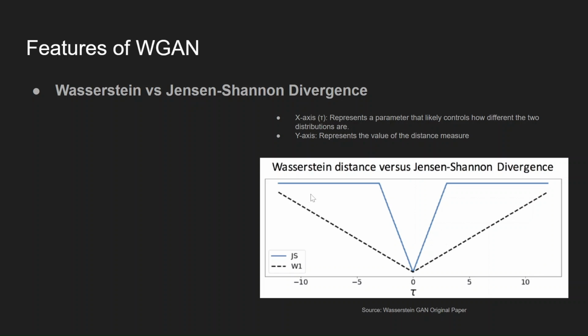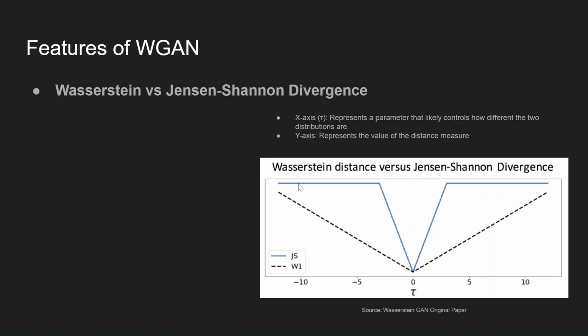So in this graph, the x-axis represents the parameter which controls how different the two distributions are. If you increase this t, the difference between the two distributions will be high, and if you decrease this value, the difference between the two distributions will be low. And on the y-axis we have the distance measure.